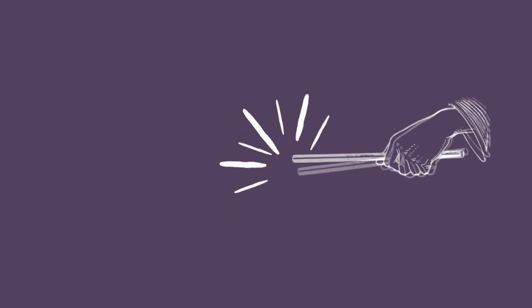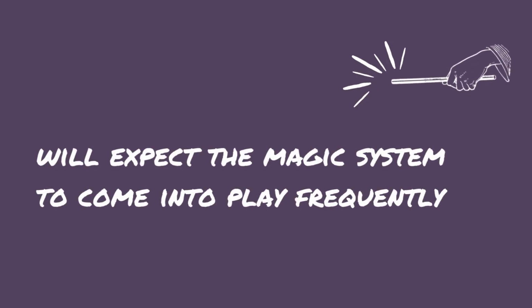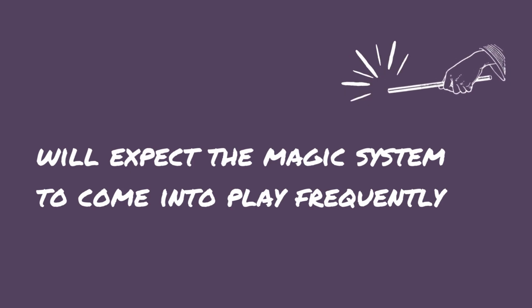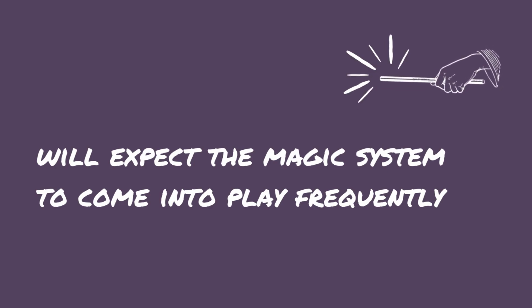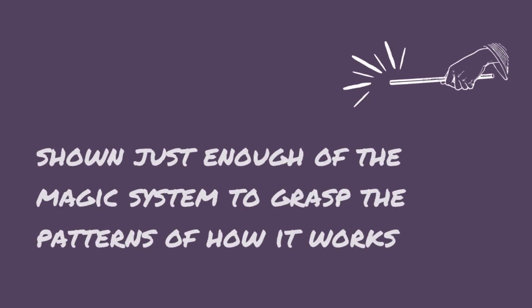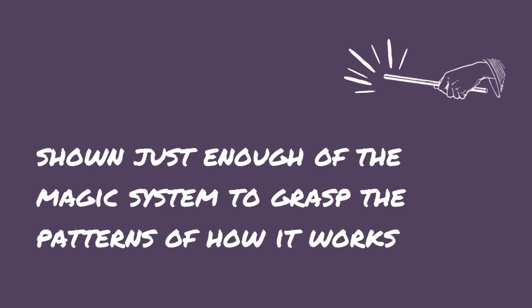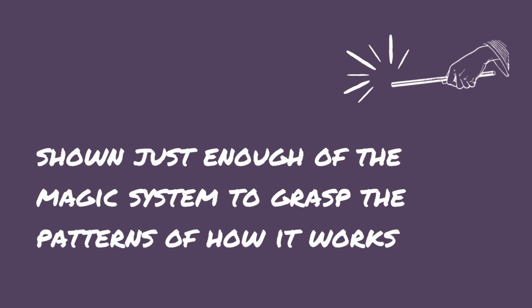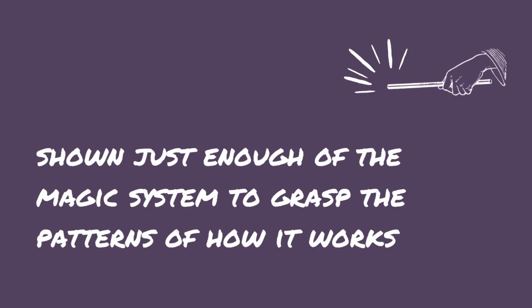Let's say your character is a magic user, and you want the climax to center on them successfully creating a new ritual to defeat the antagonist. Readers of this hard magic story will expect the magic system to come into play frequently. Otherwise, all the time spent learning about it feels wasted until the climax, which is unsatisfying. They'll need to be shown just enough of the magic system to grasp the patterns of how it works. Otherwise, they'll be unable to appreciate the magnitude of the protagonist's achievement, and the climax will fall flat.